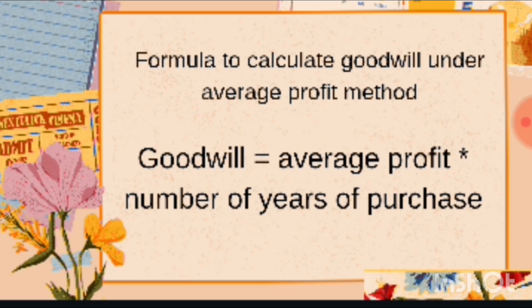Average profit in the sense total profit divided by number of years. If a loss is given, that has to be deducted. If profit is given, that must be added. The average profit or loss that has been ascertained must be multiplied with the number of years of purchase.